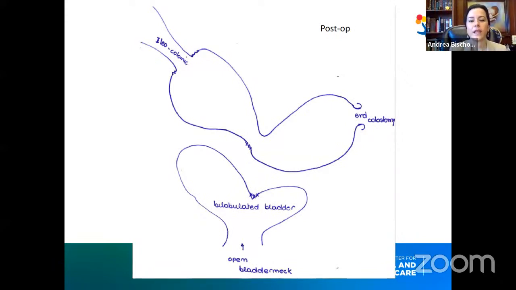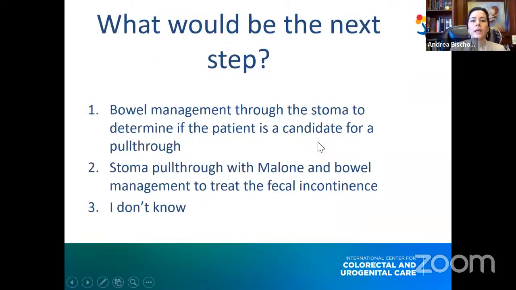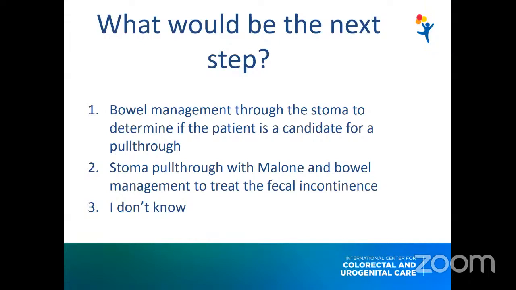So I'm not going to give the answer because I think there is a question. So we used the same incision that we removed the stoma. So he had the orchidopexy and we made a true end colostomy. Now, what would be the next step? Bowel management through the stoma to determine if the patient is a candidate for stoma pull-through, or stoma pull-through with a Malone and bowel management to treat fecal incontinence, or I don't know. So everybody can vote. And we'll see the results at the end of the poll.